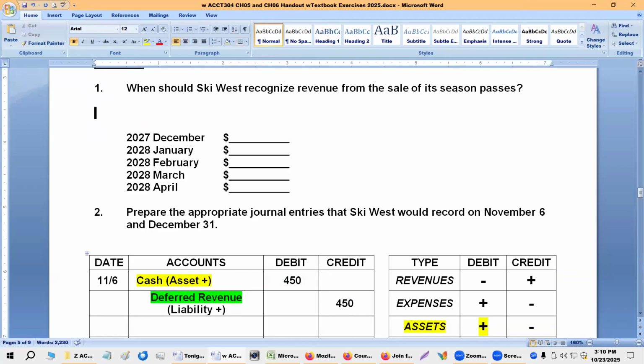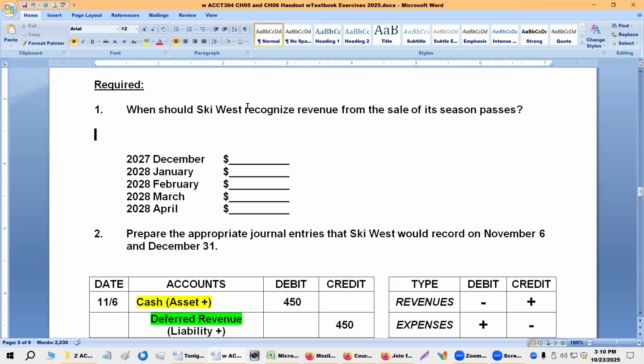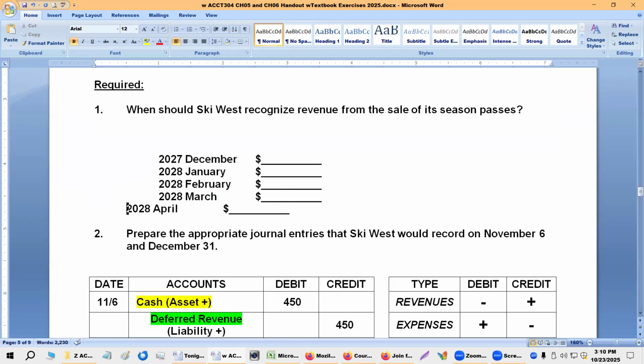Okay, so when should Ski West recognize revenue from the season pass? One of the easier ways to do it, if it's for a period of time, is to break up how many periods of time we have. So the ski season is between December 1st and April 30th. So this is 1 month, 2 months, 3 months, 4 months, and 6 months. No, I'm kidding. It's 5.